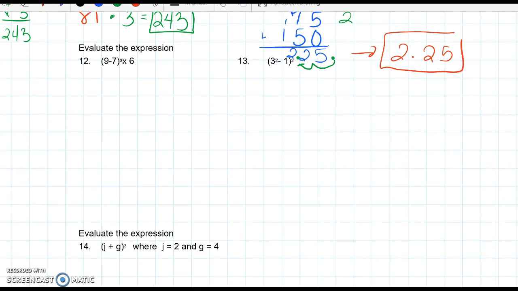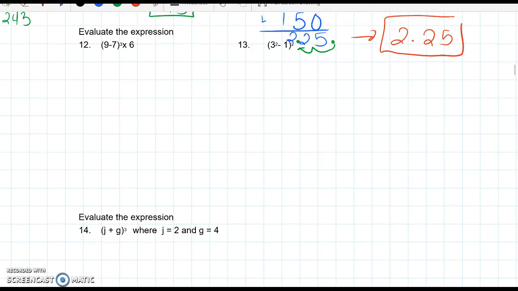Looking at evaluating the expression for 12 and 13, I know that I've got, again, just order of operations, but it does include an exponent. So I'm going to rewrite my order of operations. Parentheses first, then exponents, multiplication and division, and then addition and subtraction. Sometimes we see another operation within the parentheses. So in the case of 9 minus 7 to the third power times 6.